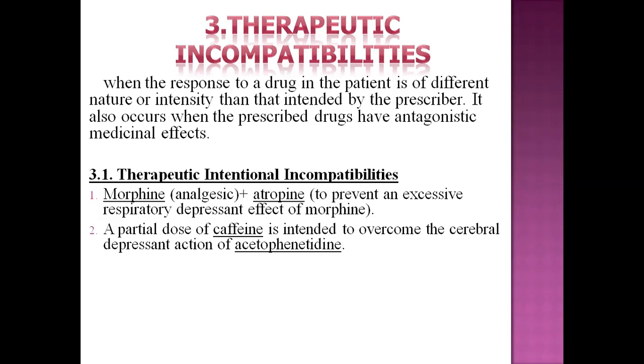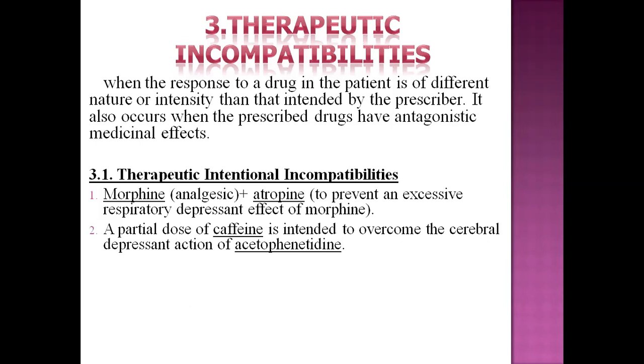Acetophenidine is the prototype of analgesics. It's the parent molecule of acetaminophen or Panadol. It has different side effects, so it's no longer used. However, it used to cause CNS depression. So in the early days, when the patient was prescribed acetophenidine as a painkiller, caffeine used to be prescribed with it to overcome its CNS depression.